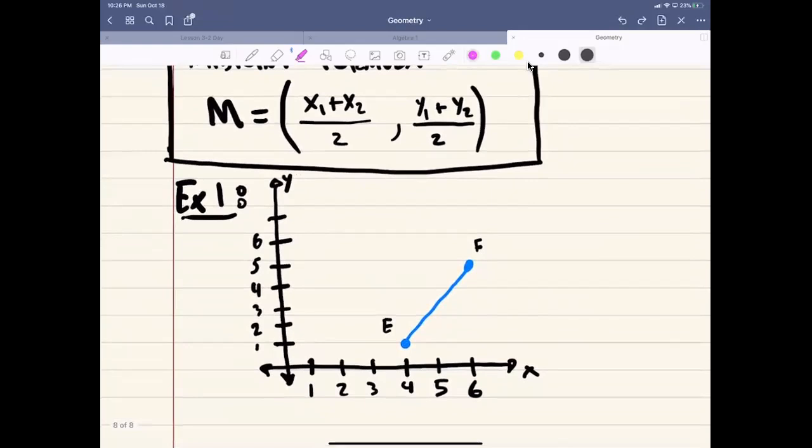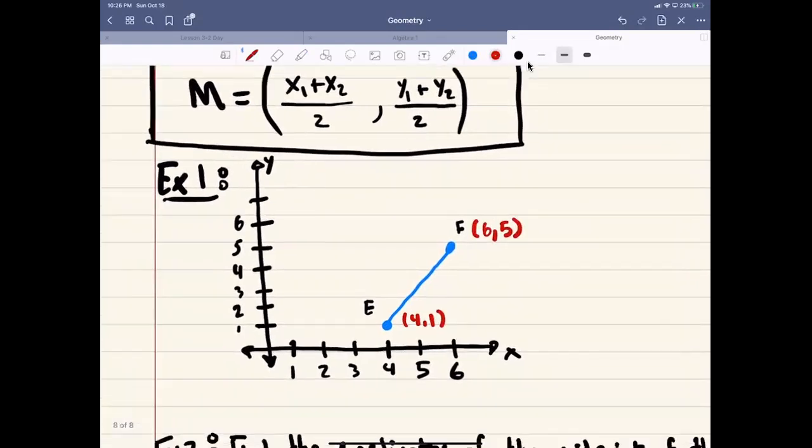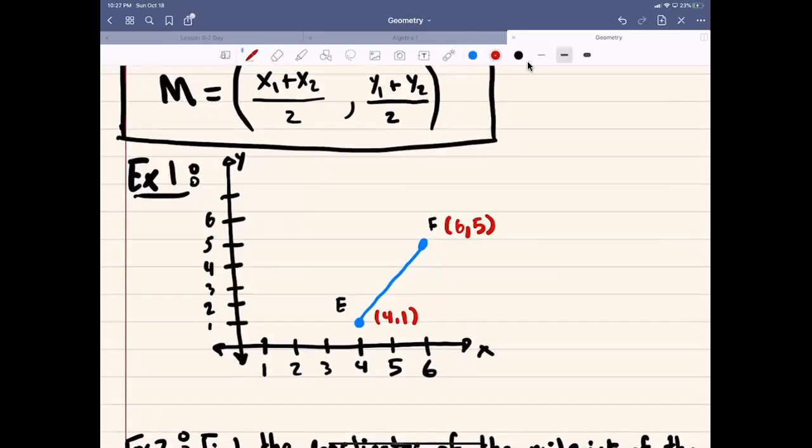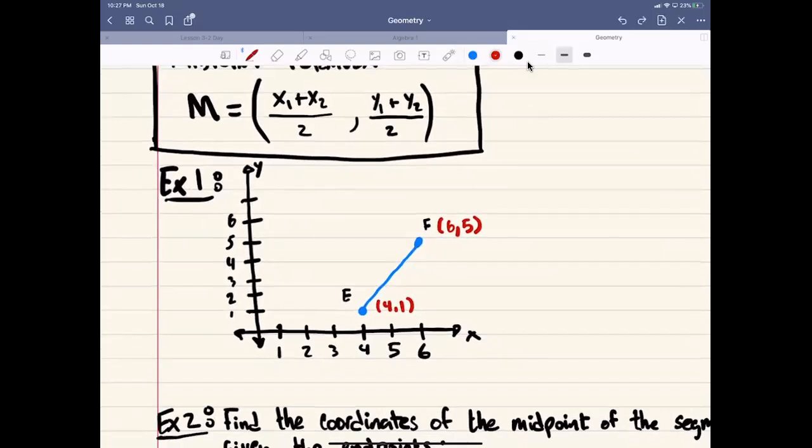Well, let's go straight ahead and look at this graph. Here you'll notice that we have two points. First, let's find the coordinates of the points. Point E has coordinate 4, 1, and point F is at 6, 5. To find a midpoint, we want to find the point in the middle, where it divides our line segment into two equal spaces.